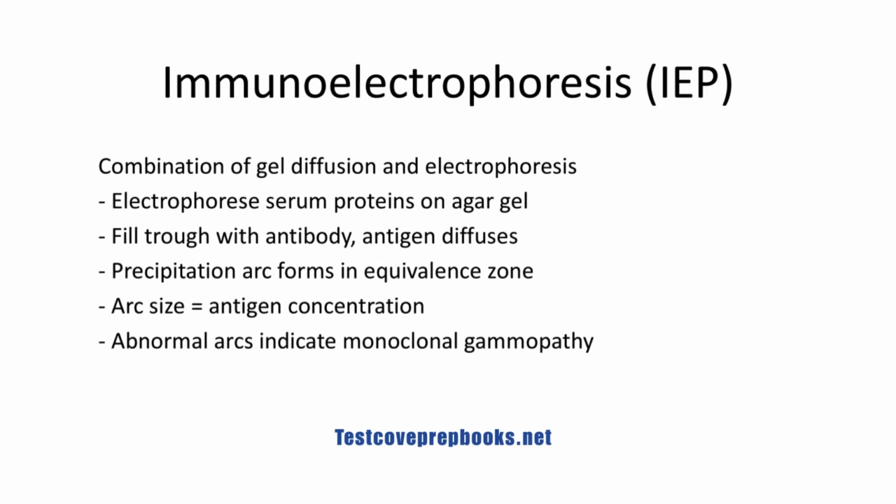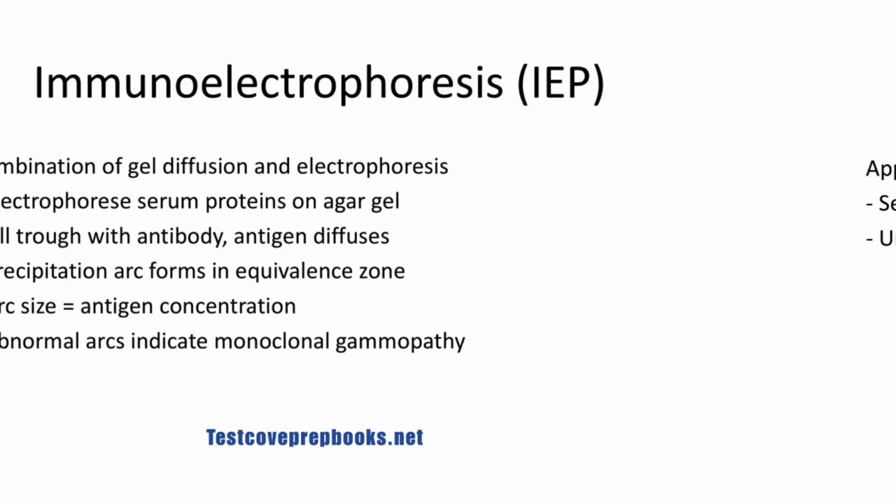Next up, immunoelectrophoresis, or IEP. This technique combines gel diffusion with electrophoresis. Serum proteins are first separated by electrophoresis, then a trough is filled with antibody. Antigen and antibody diffuse toward one another, forming arcs of precipitation in the equivalence zone. The size of the arc reflects antigen concentration, while abnormal patterns may indicate monoclonal gammopathies.